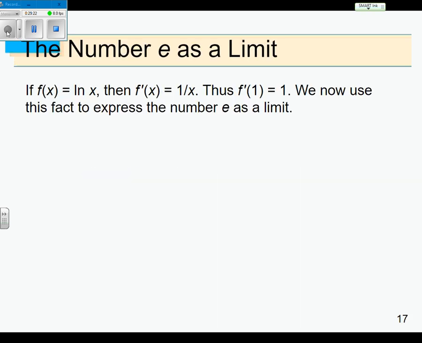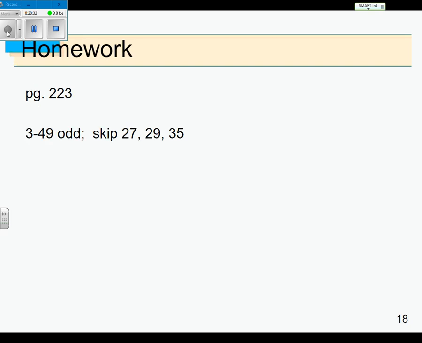The number e is a limit. I'm going to skip this in my video. We don't really need it going forward. It's really cool how it works, and if we have time in class, I definitely want to cover this. But for now, I'm going to try to get under 30 minutes on this video, and so I'm going to just assign these problems.